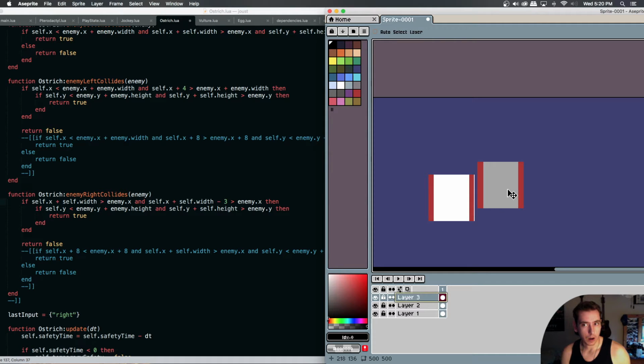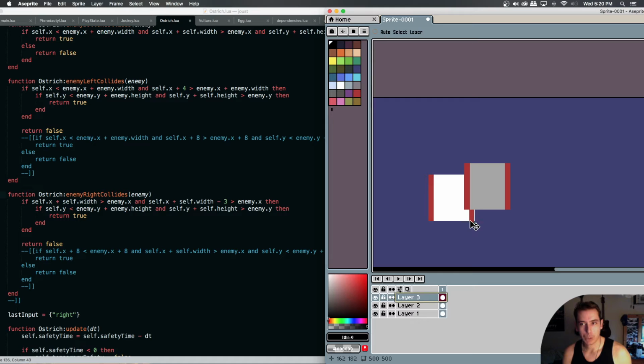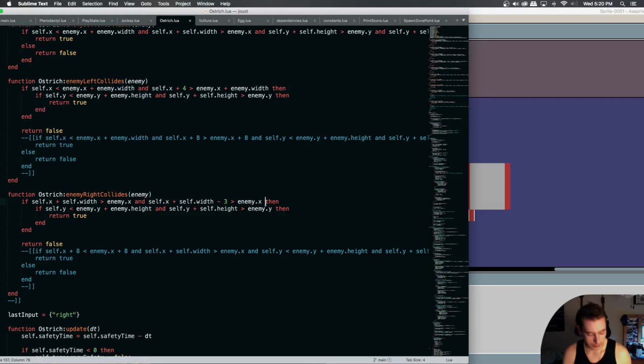And our leftmost side would have to be bigger than the rightmost side, just like that. Our leftmost side, which would be this, our width shifted by the 3 pixels. That's right here. Boom. The leftmost side would have to be greater than the enemy's x plus those 3 pixels.